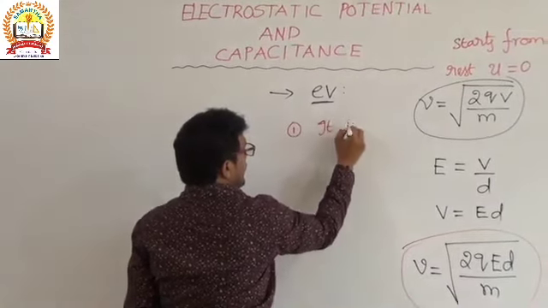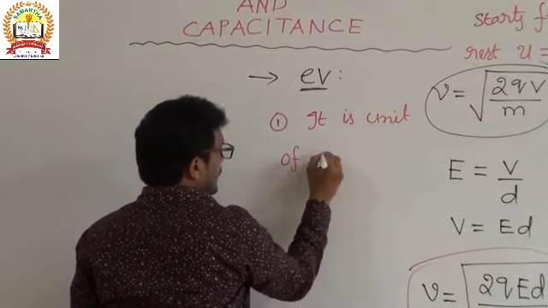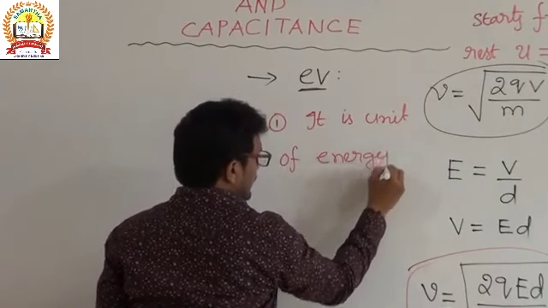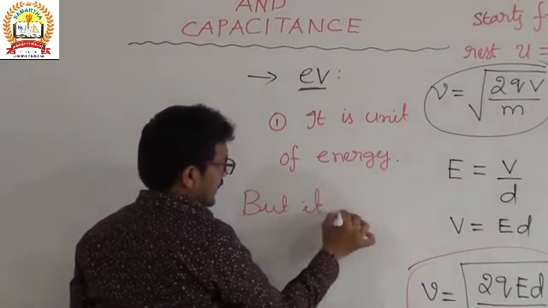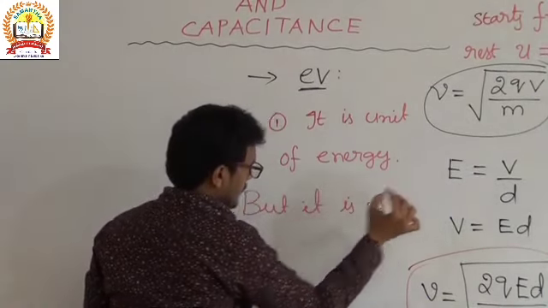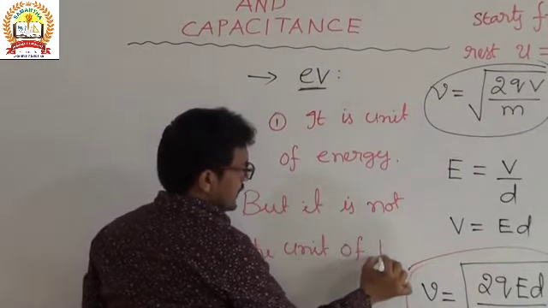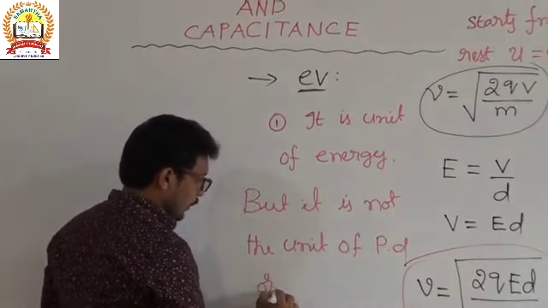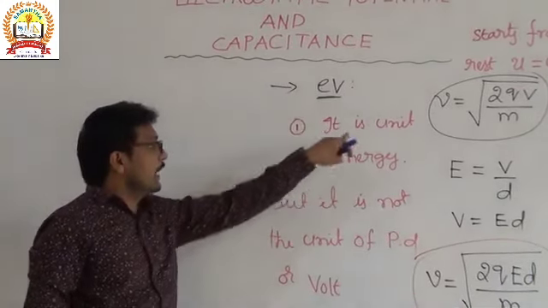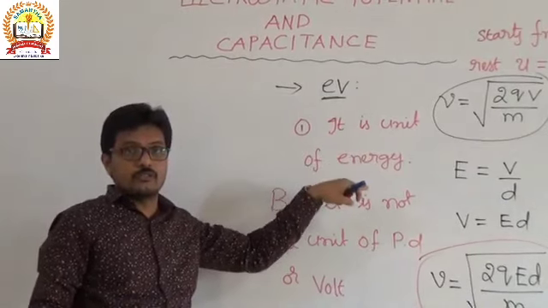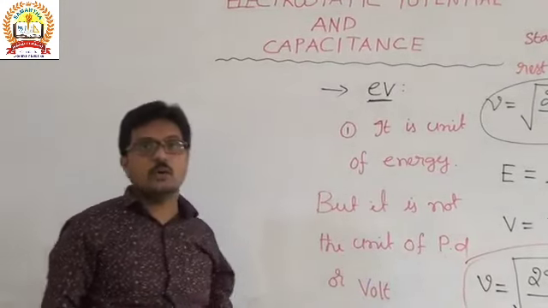Electron volt is a unit of energy, the potential energy we are using particularly, but it is not the unit of potential difference or volt. So it is a unit of energy, but it is not the unit of either potential difference or the volt.